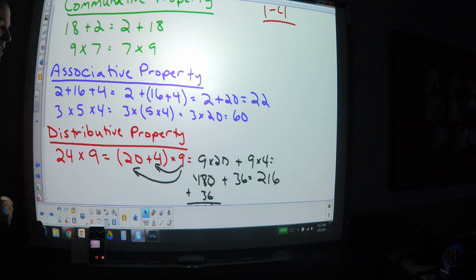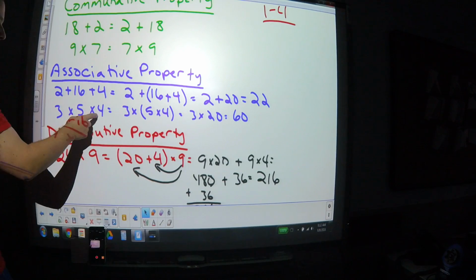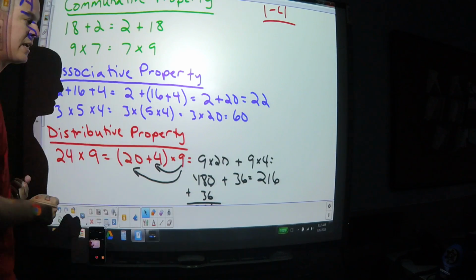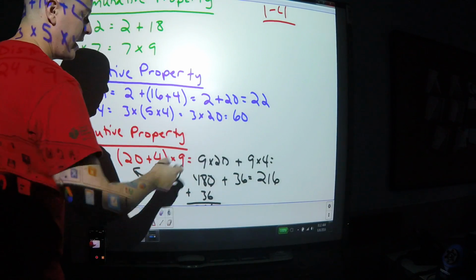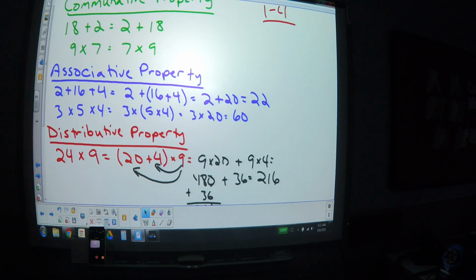Same way with multiplication. If you group things that are going to multiply together to give you a 0 at the end, it makes life a lot easier. 5 times 4 is what I group together. 5 times 4 is 20. And then 20 times 3 is 60.